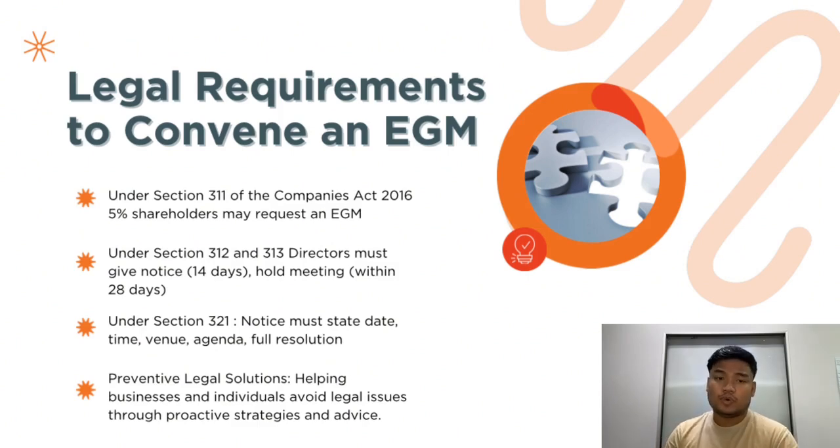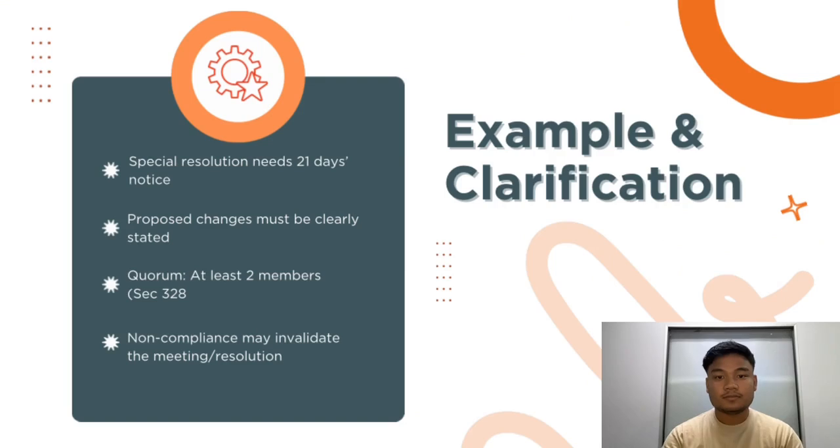Under section 321, the company must send a written notice to all eligible people, such as members, directors, and the auditor, if any. In the notice, we must have first, the date, time and venue of the meeting. Next, the agenda, what we will discuss in the meeting. This is very important, as the members, directors and the auditor must know. Last, the full text of any resolution, especially if it's a special resolution. So next is an example and clarification.